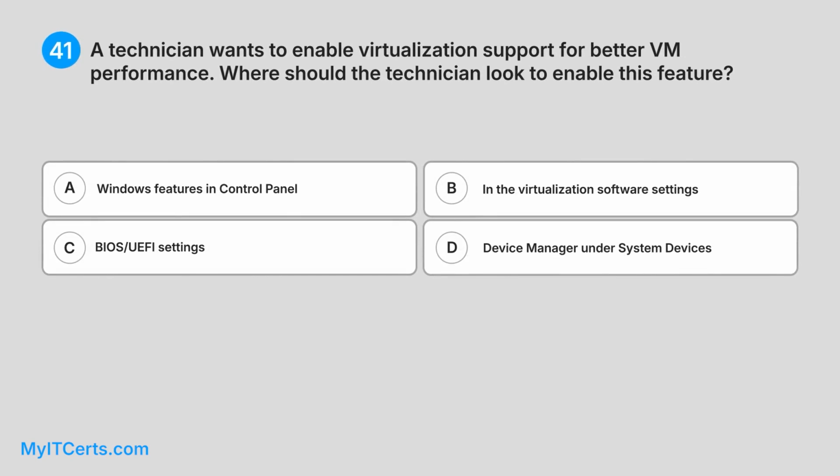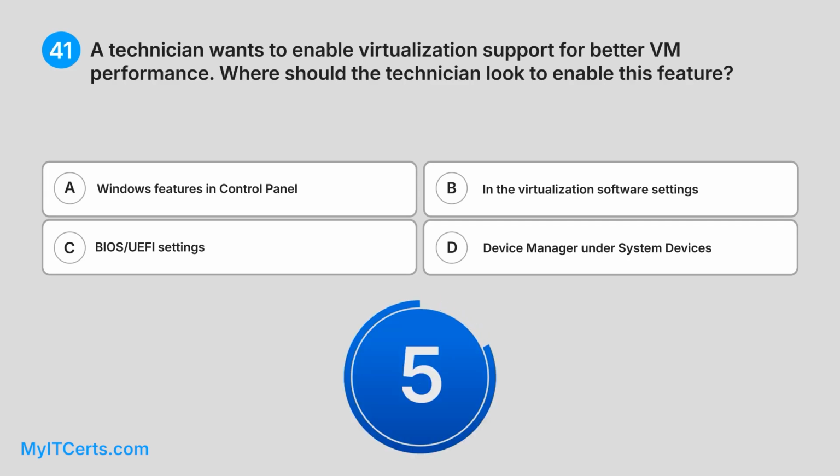41. A technician wants to enable virtualization support for better VM performance. Where should the technician look to enable this feature? A. Windows features in Control Panel. B. In the virtualization software settings. C. BIOS UEFI settings. D. Device Manager under System Devices.